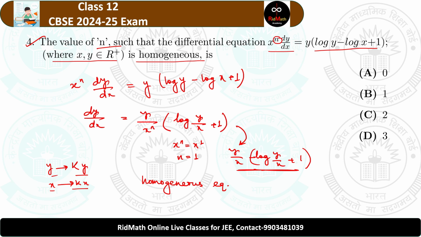So what is the value of n? This is n equal to 1, and option number B is correct. Next problem.